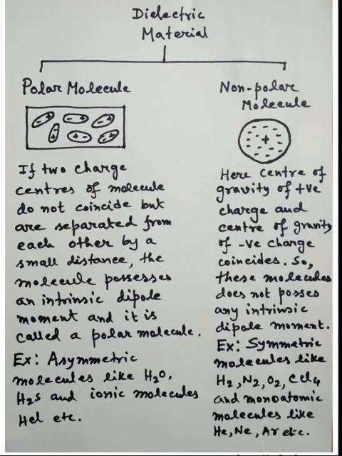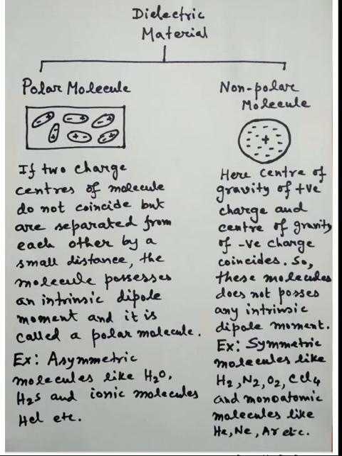Now, what is dielectric material? Dielectric material is an insulating material, and you know there are three types of material we can have. One is conducting material, another is semiconducting material, and third is insulating material. So, dielectric material is one type of insulating material.